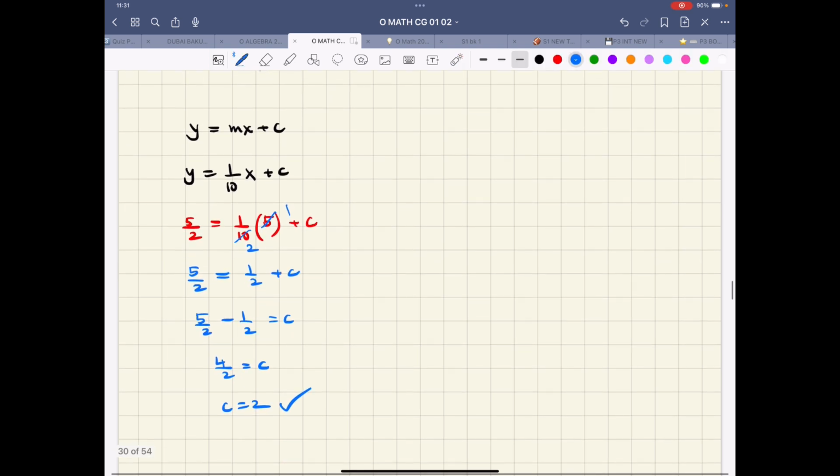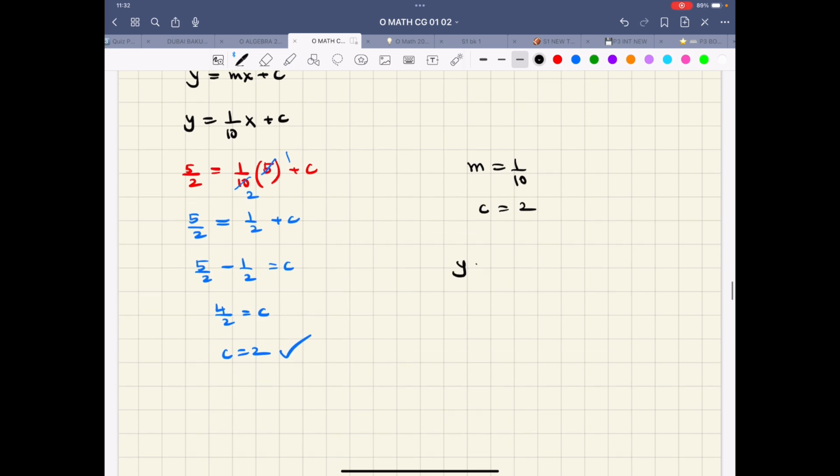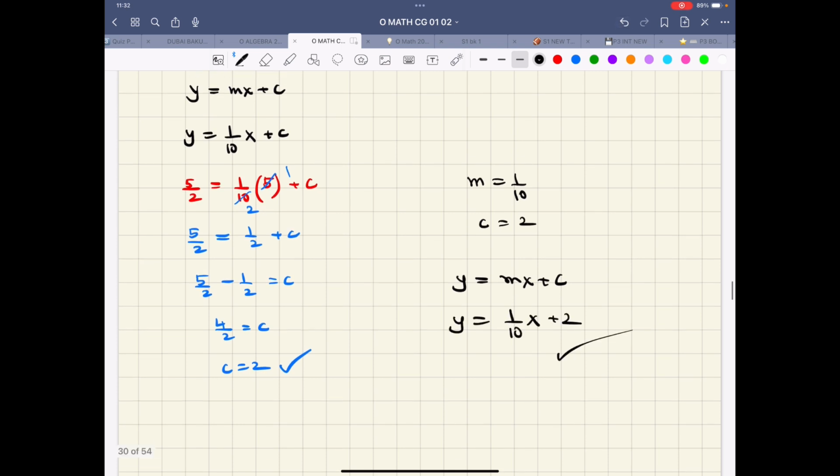So now what do I have? I have the gradient, which is 1 over 10. I have the y-intercept, which is 2. Therefore, y = mx + c, y = (1/10)x + 2. That is the equation of this line.